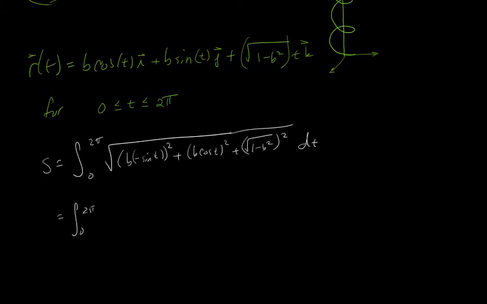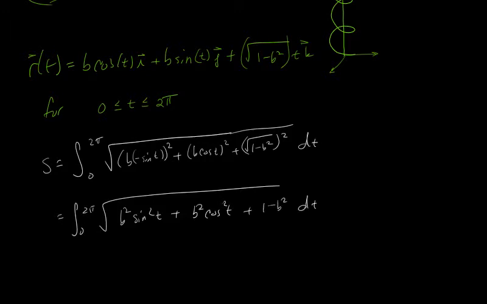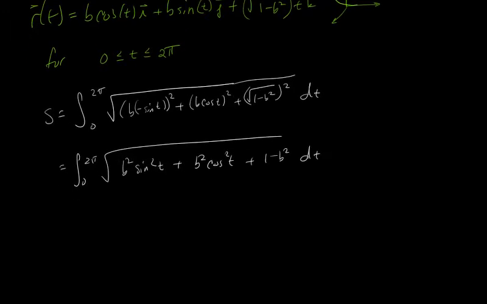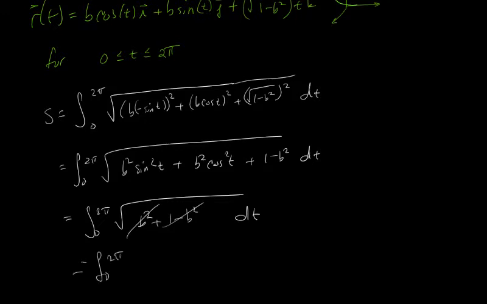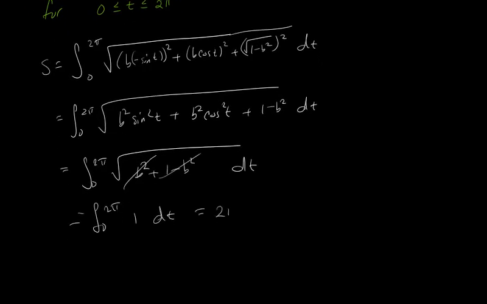So this is the integral from 0 to 2 pi of the square root of b squared sine squared of t plus b squared cosine squared of t plus 1 minus b squared dt. Sine squared plus cosine squared is 1. Factor out the b squared, and here's what we have: the integral from 0 to 2 pi of the square root of b squared plus 1 minus b squared dt. Well, of course, that cancels, and all we have left is the integral from 0 to 2 pi of 1 dt, the square root of 1, which is 1. Integrating that, what we get is 2 pi. Pretty straightforward on that one.